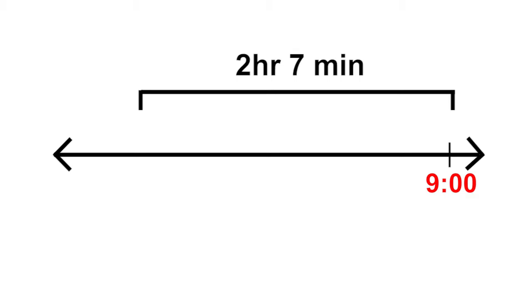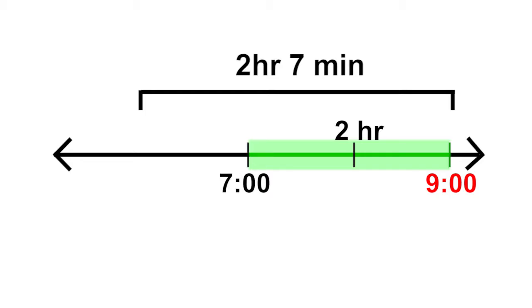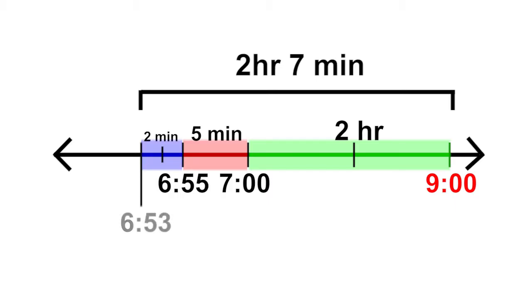First, we will draw our open number line. We will mark the ending time, or for this problem, the bedtime of the girls, which is 9 p.m. We know that the movie lasts 2 hours and 7 minutes, so let's count back 2 hours on our number line. We are now at 7 p.m. We need to count back 7 minutes. When we count back 5 minutes, we are at 6:55. Counting back 2 1-minute intervals puts us at 6:53.